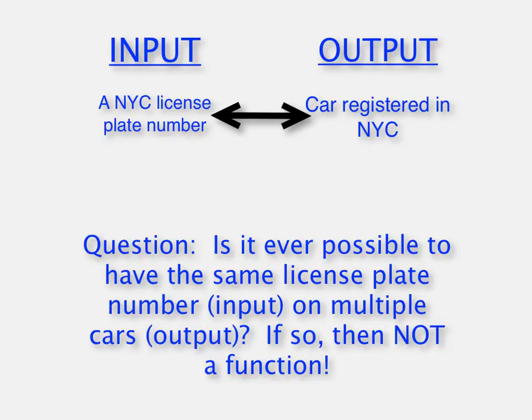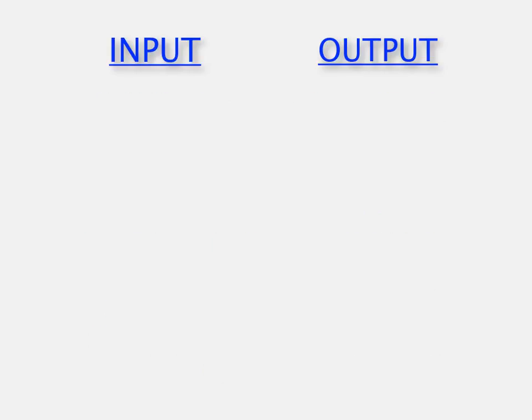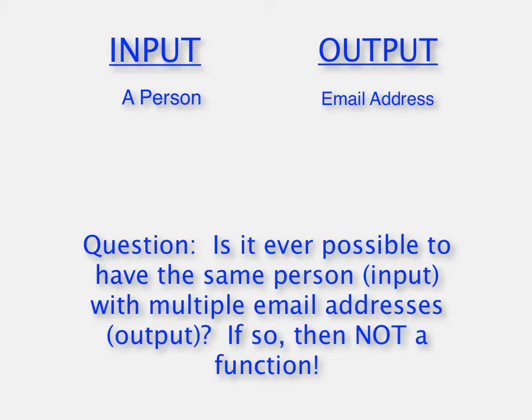All right, a few more. Suppose the input was a person, and the output was that person's email address. What do you think? Is this going to be a function or not? I think it's possible to have multiple email addresses. I've got my personal email, and I've got my work email. So one person could have two email addresses. One input could have two outputs. Not going to be a function.